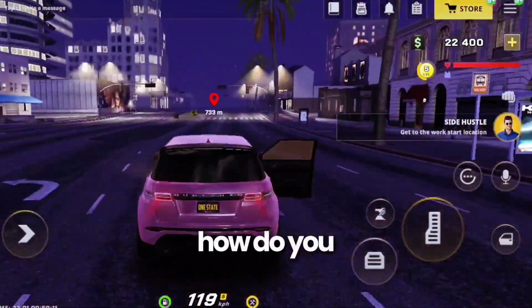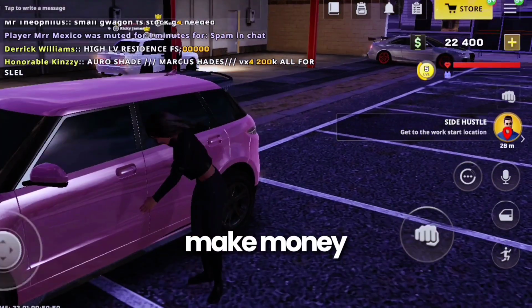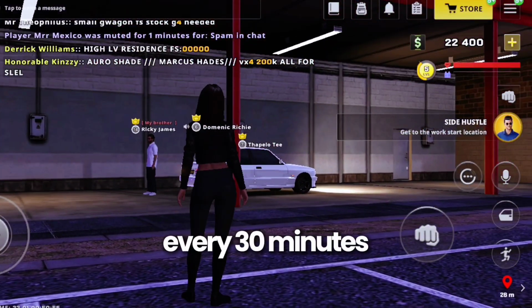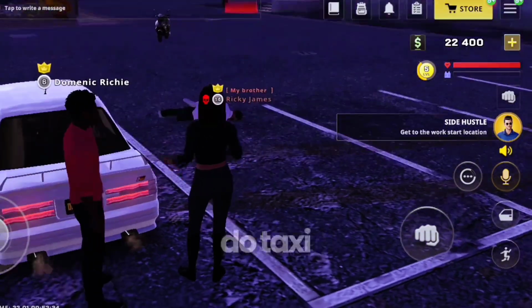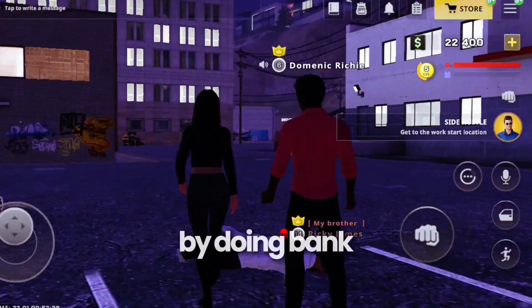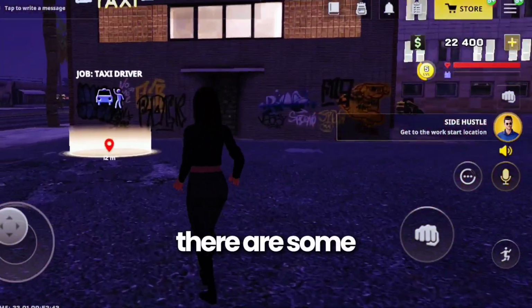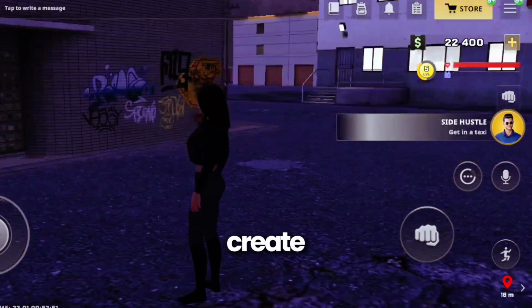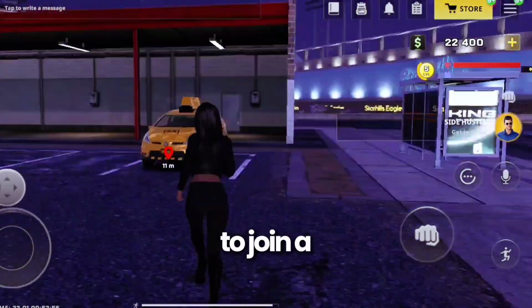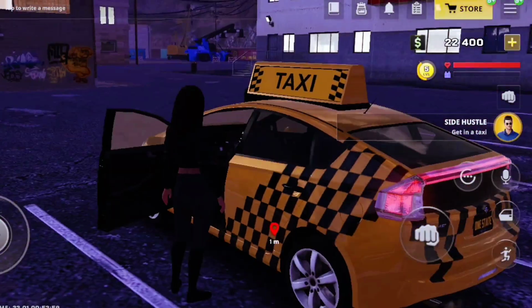Okay, one last thing: how do you make money in this game? There are a lot of ways you can make money. You can join a faction and get paid every 30 minutes, as long as you're online. You can make money by doing quarry, doing taxi, or like the way I'm going to do right now, by doing bank work. There are some jobs you can do in the game, based on the character you want to create. Usually I would advise newbies to join a faction, make some money, and then create your own thing.